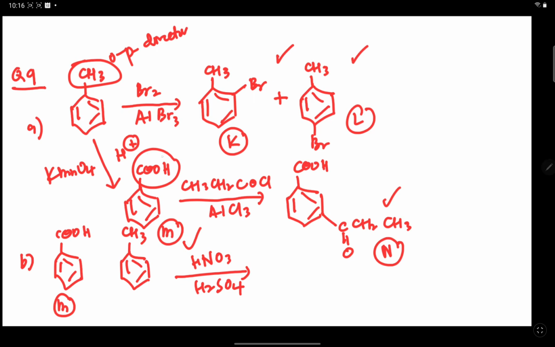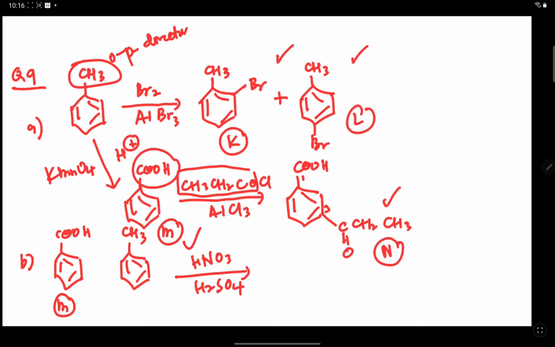Benzoic acid kan. So, benzoic acid undergo Friedel-Crafts acylation. So, dia akan produce only one compound which is compound N. Sebab apa? Satu je. Sebab COOH ni adalah meta director. So, it will direct this group to the location 1, 3. To the location 3. M director.